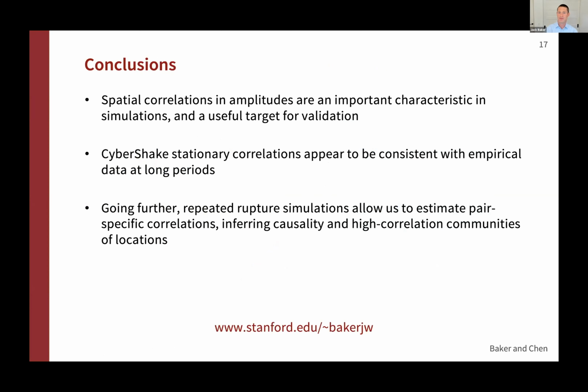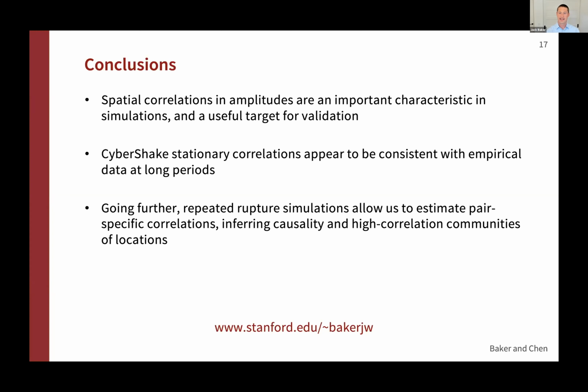So to start wrapping things up, I have 3 points to leave you with today. The first is that these spatial correlations in ground motion amplitudes are important for regional risk analysis problems, and I think they're a useful target for simulation validation. We've done some of this work. There's groups in Italy that have done a little bit of work as well with validation of simulations for spatial correlations. But I think there's more opportunities to look at this and run more algorithms through this type of calculation.